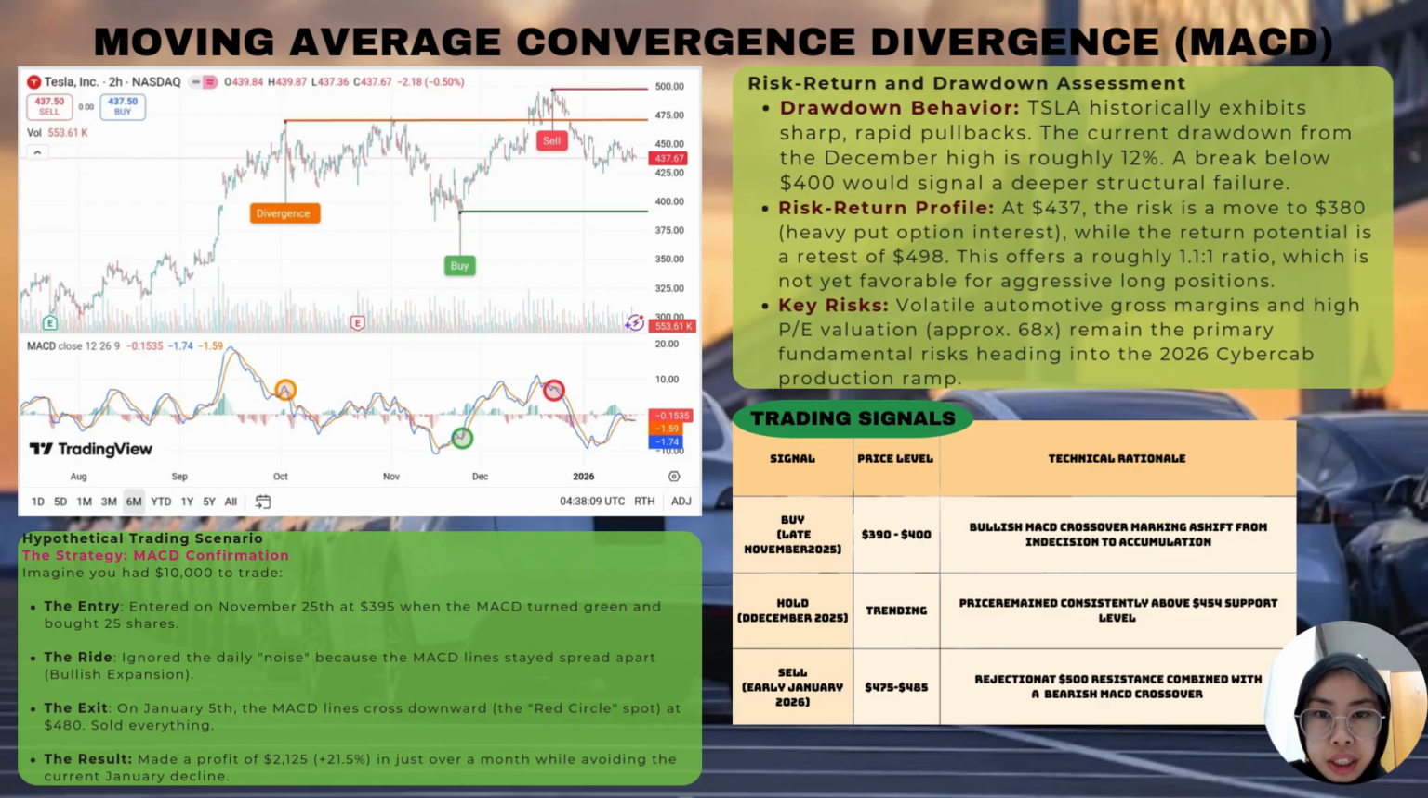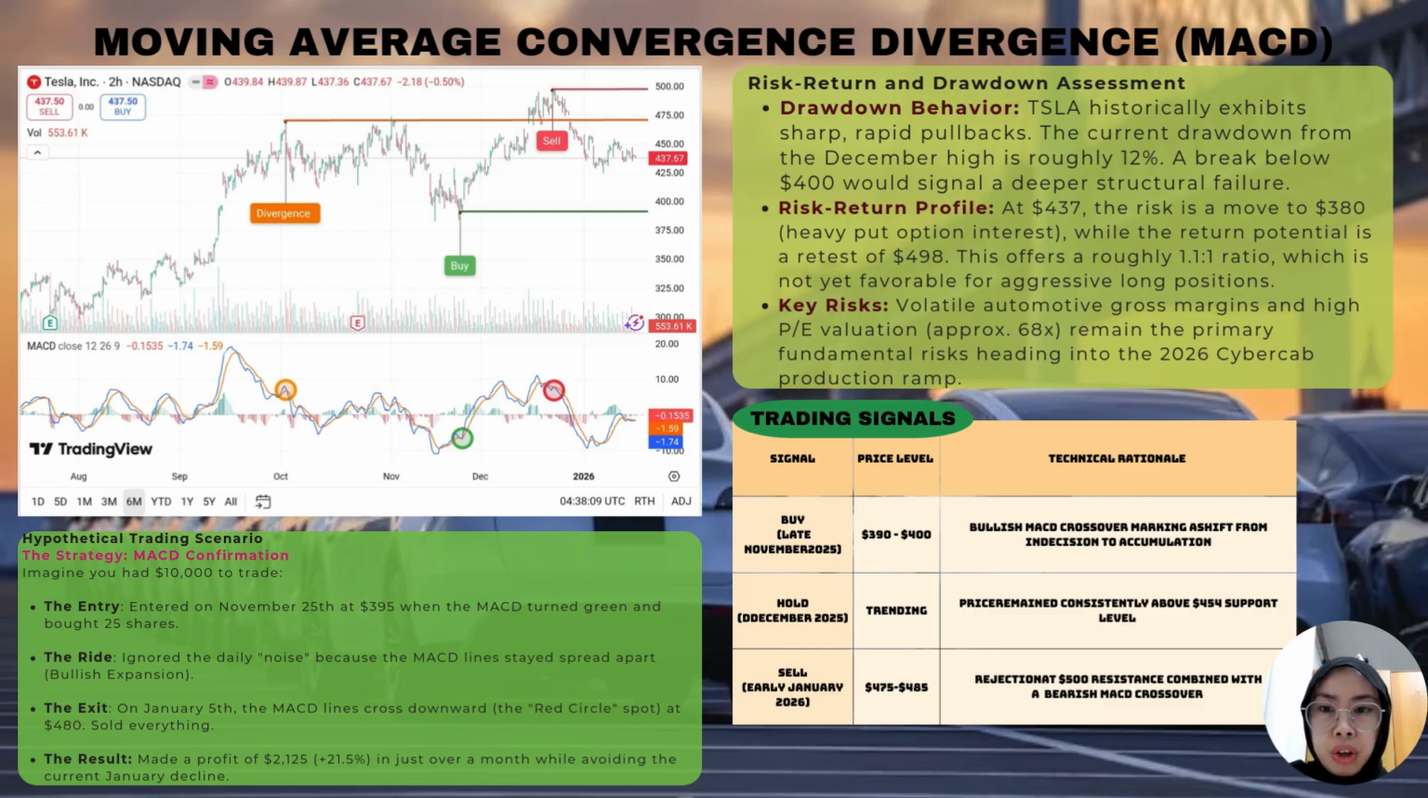In the trading signals, the strategy identifies three clear zones. The first one is buy in late November at $390 when the MACD crossed up, and then we hold through December as the price stayed above support, and then we sell in early January at $485 after the rejection at the $500 resistance level.